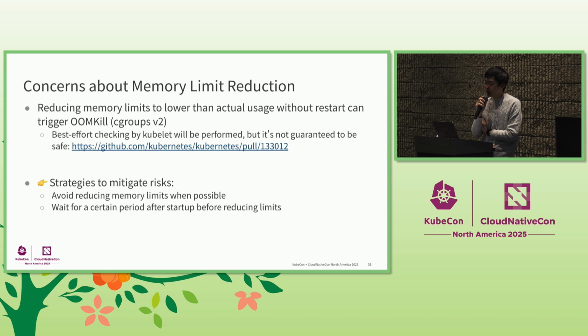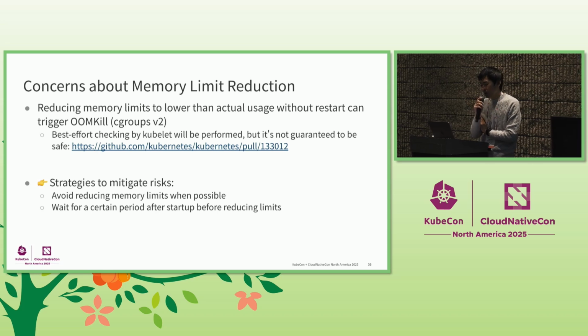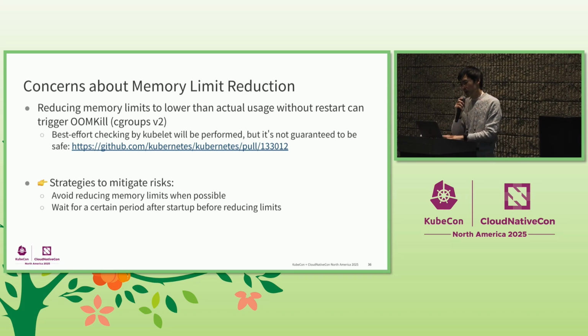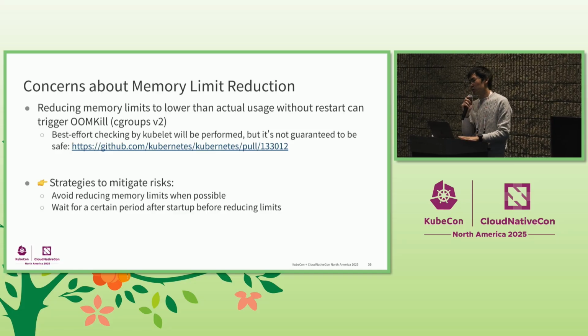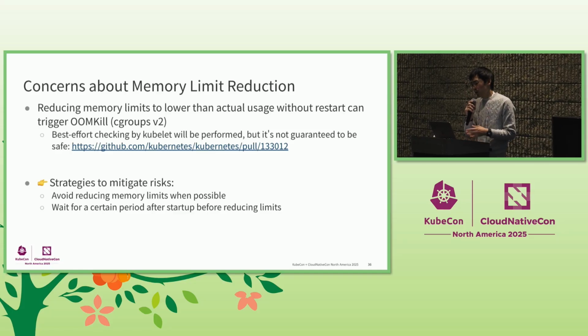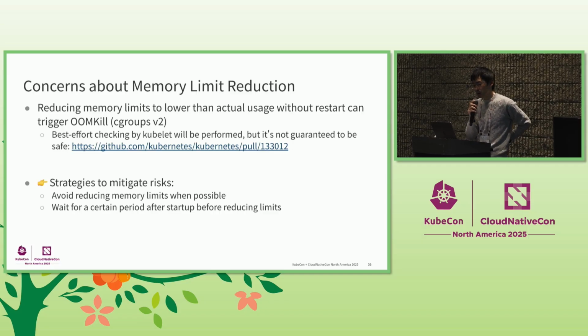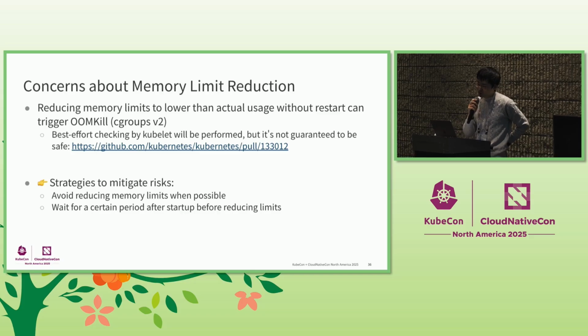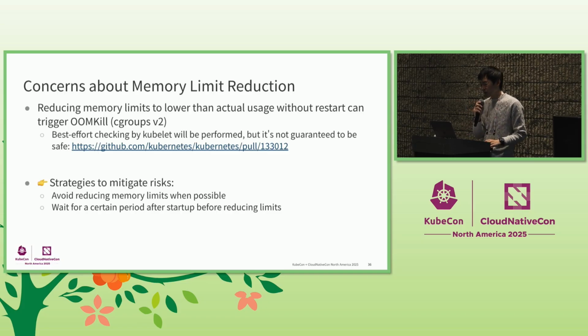However, we need to be careful when reducing memory limits. If you lower the limit below the amount of memory actually being used, OOM kill may trigger and terminate the container. In the current implementation of this feature, Kubernetes performs checks to prevent this situation, but it doesn't fully guarantee safety. It's important to evaluate how well it works in a production-like environment before relying on it.